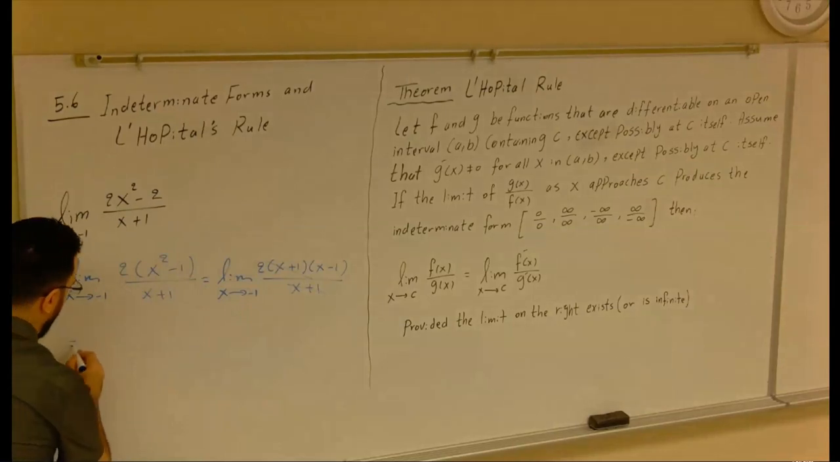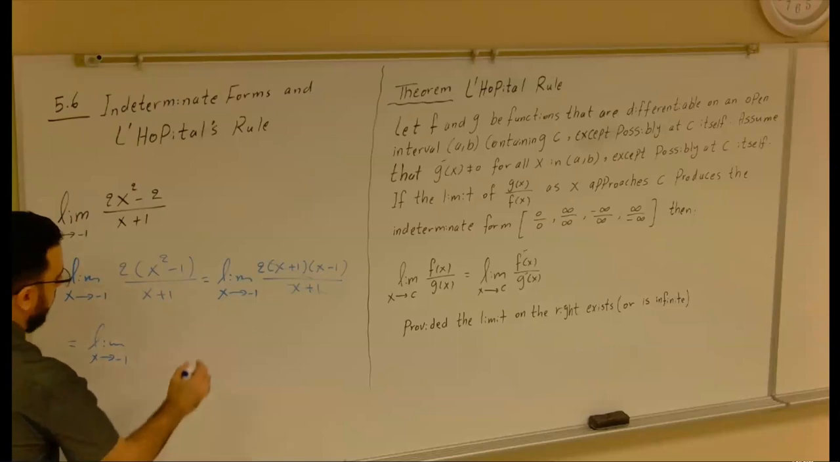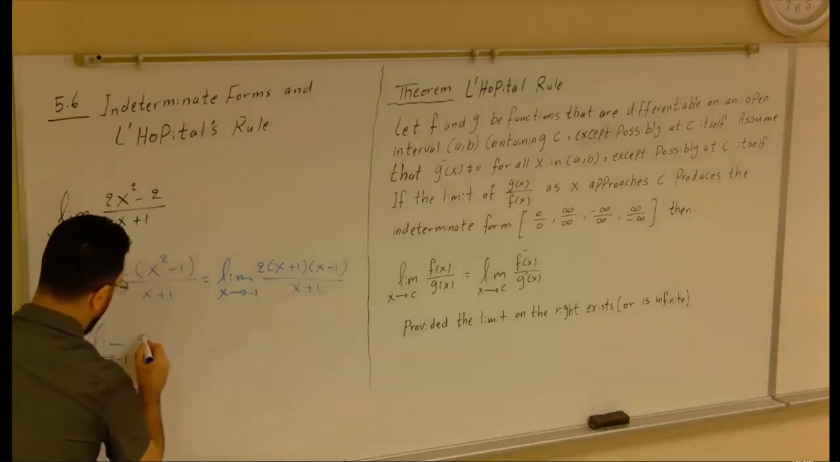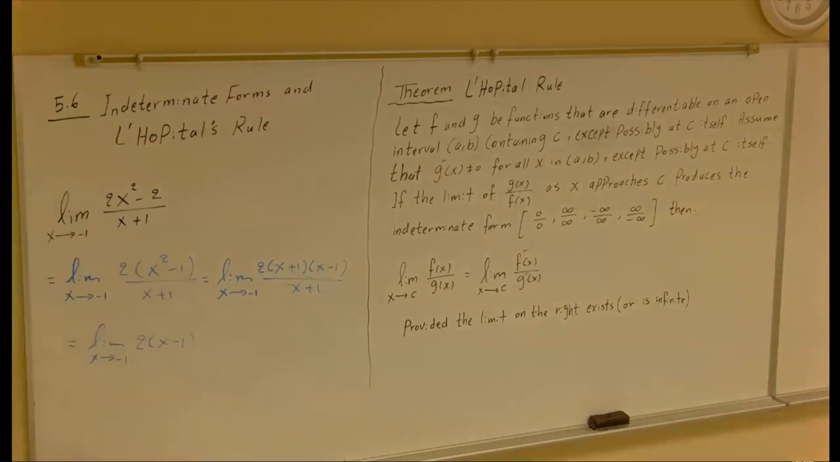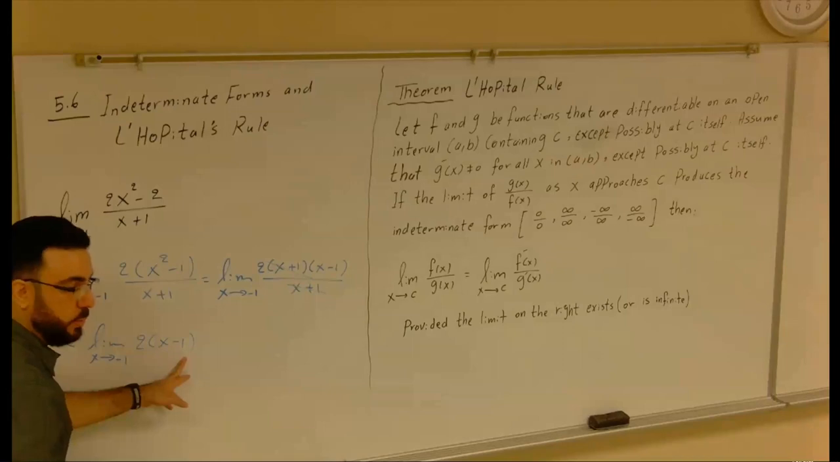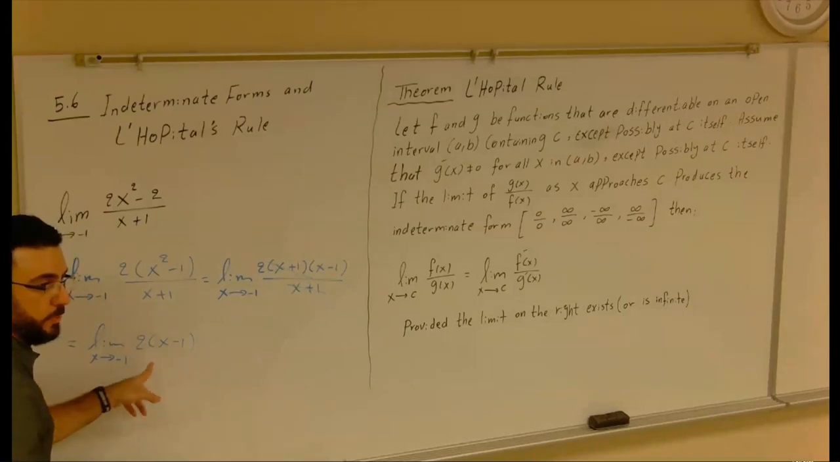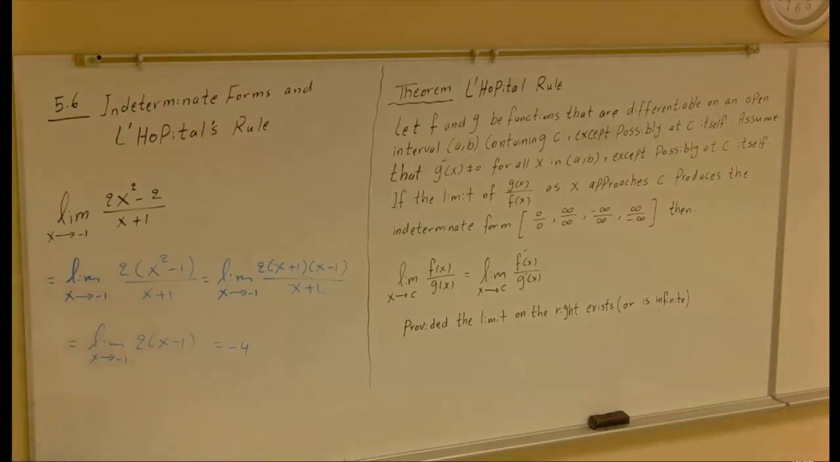So it's going to be the same thing, the limit as x approaches negative 1 of 2 times x minus 1. Now, the only thing we're going to do is plug in negative 1. Negative 1 minus 1 is going to be negative 2, times 2. That means the limit is going to be negative 4. This is just the regular way to find the limit.